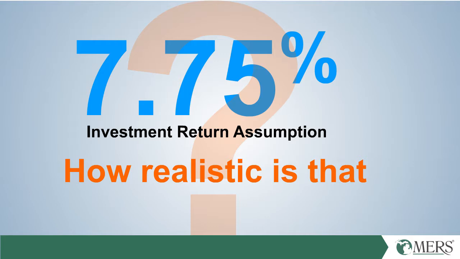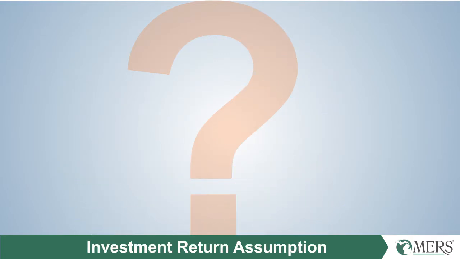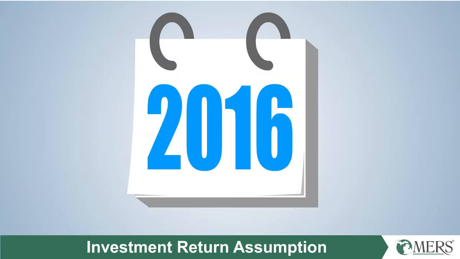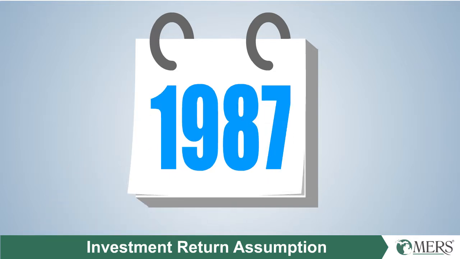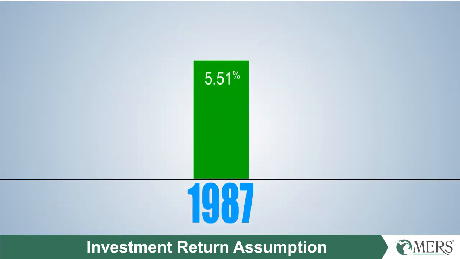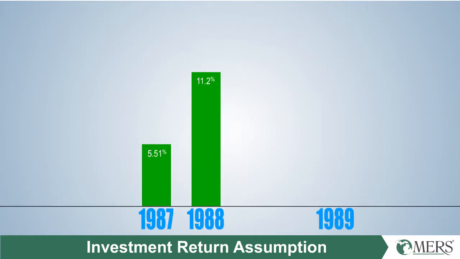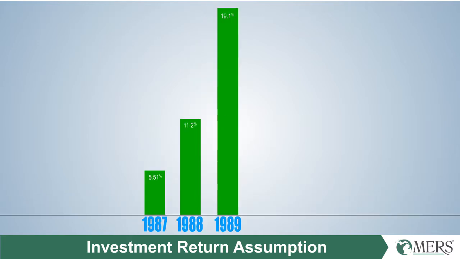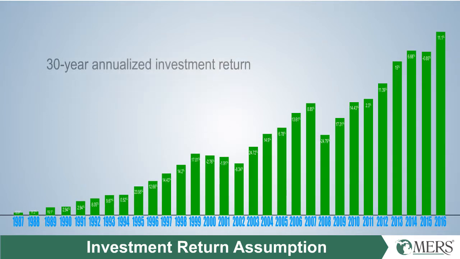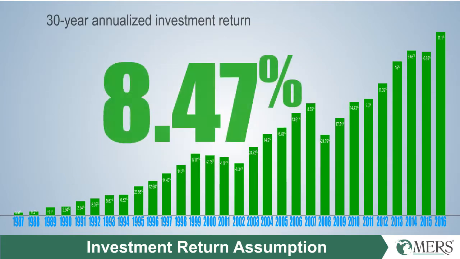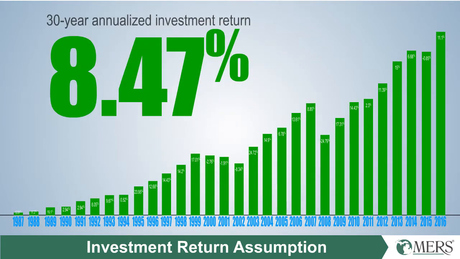How realistic is that? Well, if we had made the assumption 30 years ago, let's see how things would have turned out. In 1987, the MERS defined benefit portfolio made 5.51%. The next year, it returned 11.2%, and then 19.1%. If we keep going and calculate an annualized investment return over 30 years, MERS shows an 8.47%.